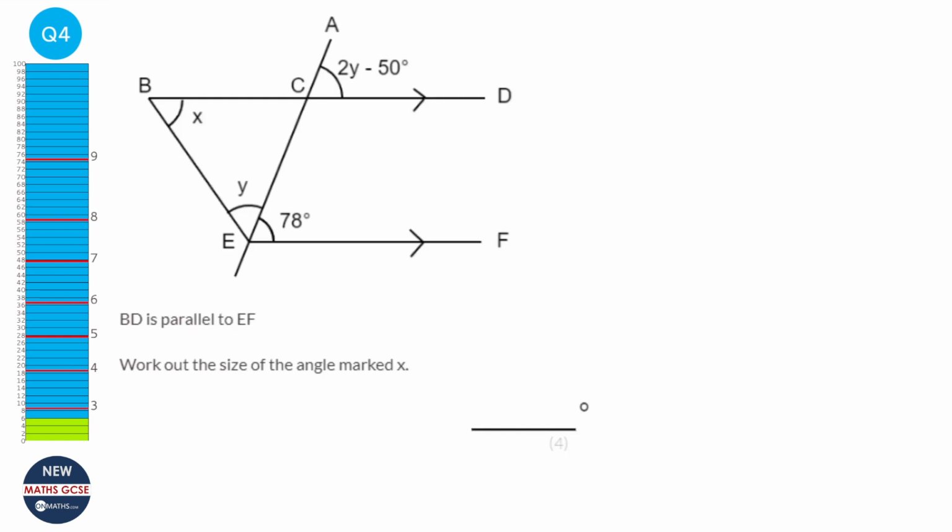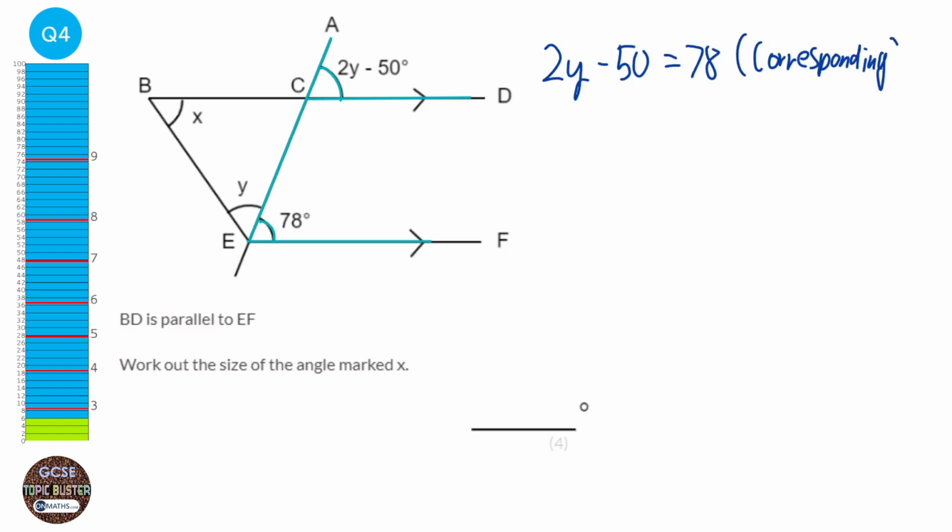To find out what the value of x is, we first of all have to find out what the value of y is. We can notice that we've got two sets of parallel lines here, and a line going through them. We've got these F angles, which we have to call corresponding angles. So we know that 2y minus 50 is equal to 78, and we must write down the reason. So corresponding angles, and corresponding angles are equal.